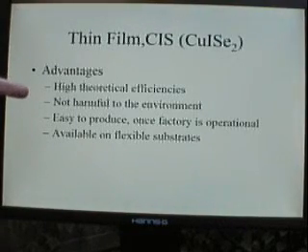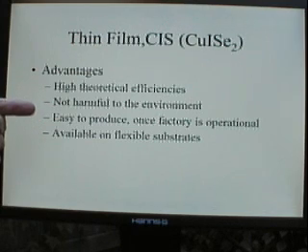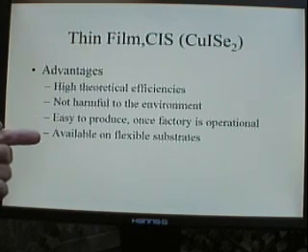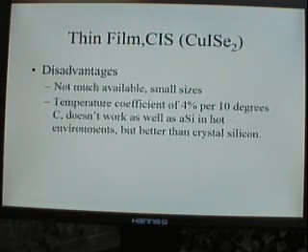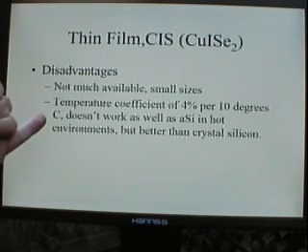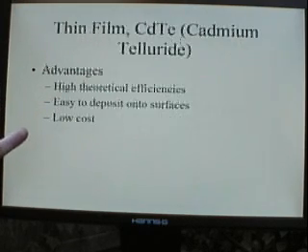Copper diselenide has high theoretical efficiencies. It's not harmful to the environment, easy to produce once a factory is operational, and it can be put on flexible substrates. The disadvantage is that there's not a lot of it available yet. Temperature coefficients are 4%. It doesn't work as well as amorphous silicon, but it works better than crystalline silicon.